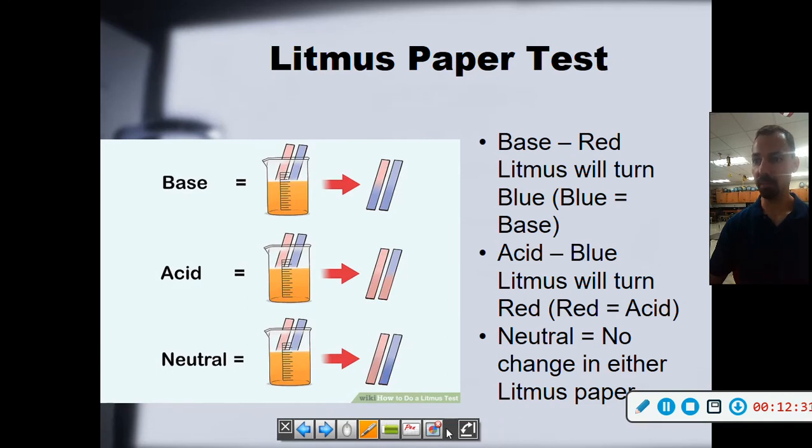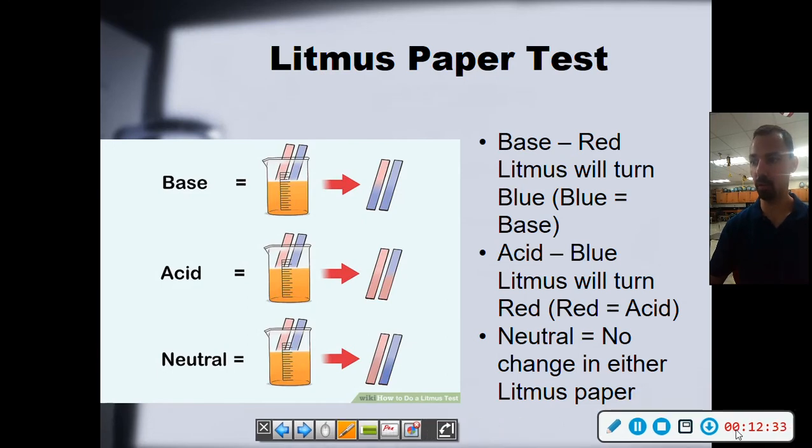The litmus paper test. Again, to go over this: for a base, the red litmus will turn blue. Blue equals base. For acids, blue litmus will turn red. So red equals acid. And if it's neutral, no change in either litmus paper. You can also confirm this with the pH test strips. But these are the questions they tend to ask. So these are the simple indicators of pH.